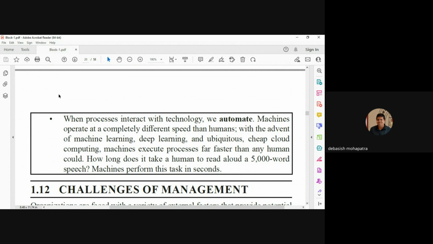So when processes interact with technology, we automate. It means the machines operate at a completely different speed than humans. With the advent of machine learning, deep learning and ubiquitous cloud computing, machines execute processes far faster than any human could.